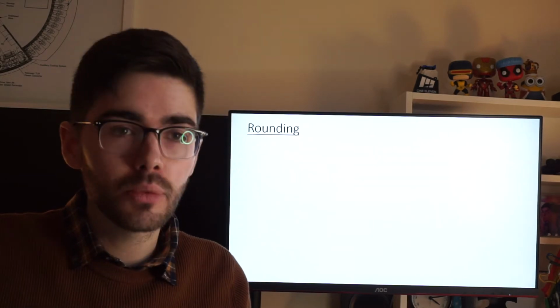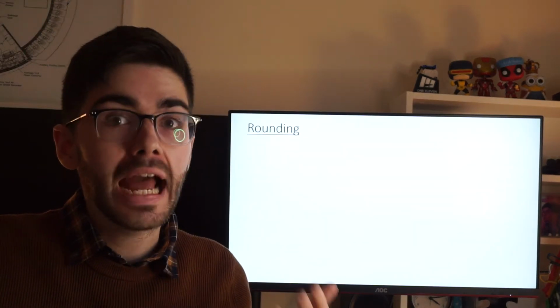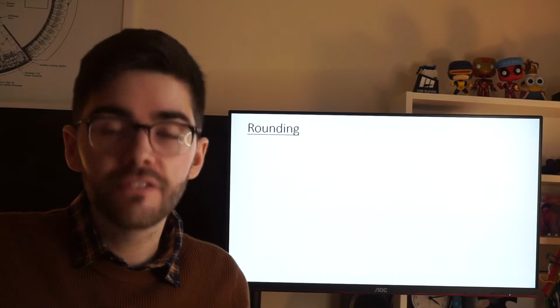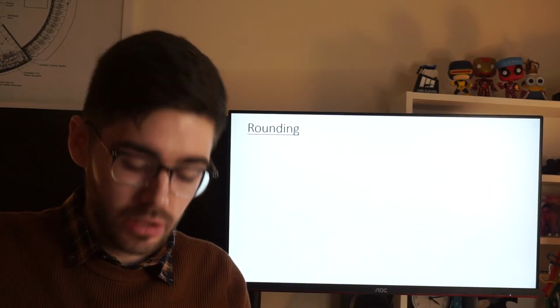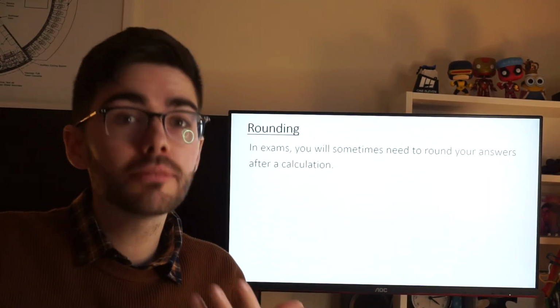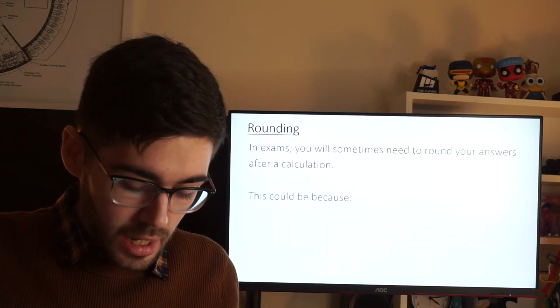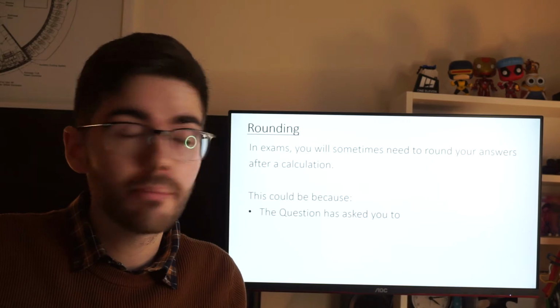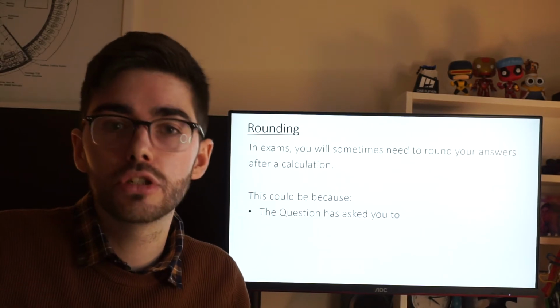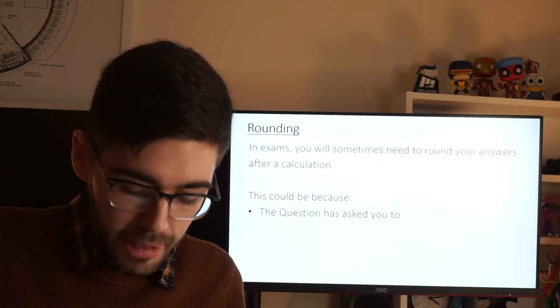So, rounding is something that we have to do in functional skills and GCSE maths, and there are various different reasons we might need to round our answers. So in exams, sometimes you'll need to round your answers after a calculation, and the reasons for this could be either because the question has asked you to. It might ask you to give your answer rounded to 2 decimal places or to the nearest whole number.